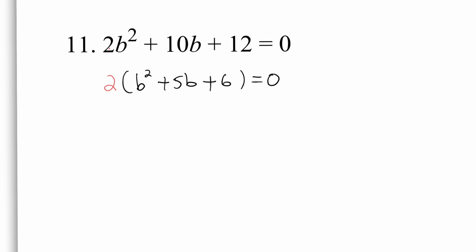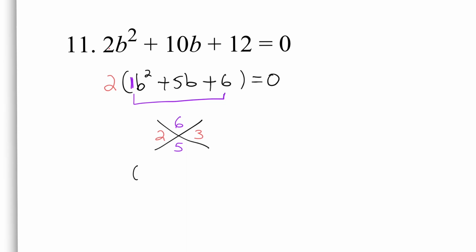I'm just going to put this here so you guys can see. There's an invisible 1. And we're going to use the X diagram. So 1 times 6 is 6. The B term is 5, the one in the middle. So there's the B. And you guys need to find the factors that will multiply to 6 and add up to 5. So we have 2 and 3.